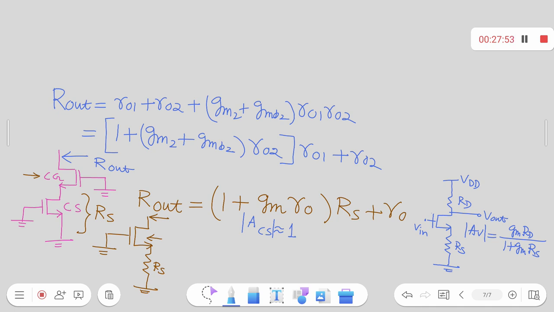So here, if your input is Vin, at that point Vx is close to minus Vin. Not such gain. Then the common gate stage. What is the output resistance for common gate? Now we forget about everything. What is the output resistance of the common gate stage? A simple common gate stage, what is the output resistance?